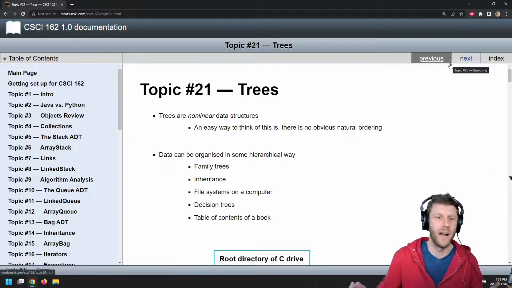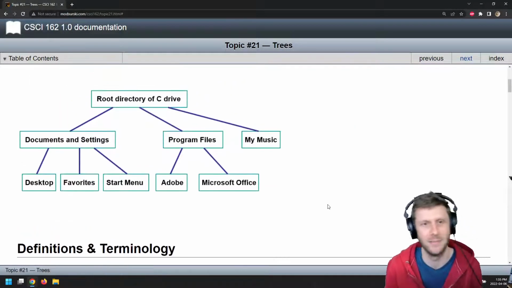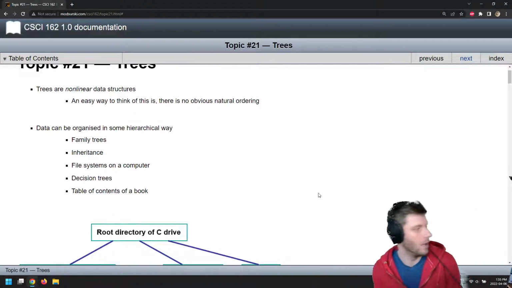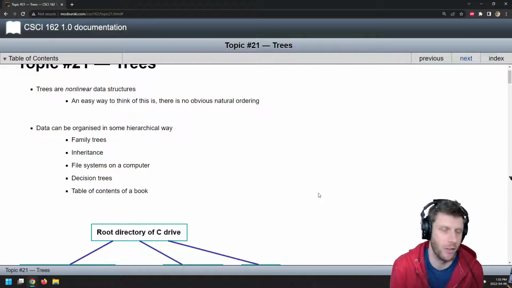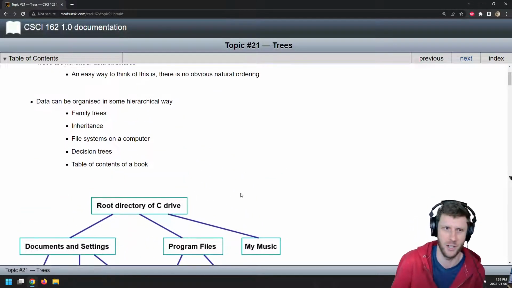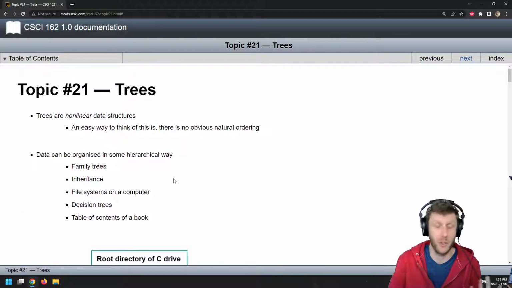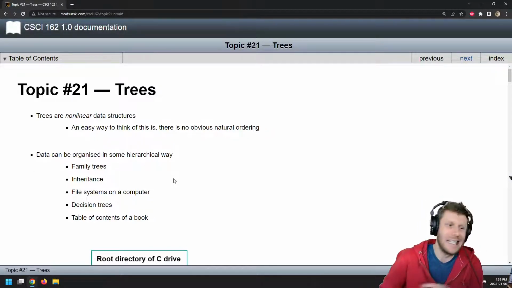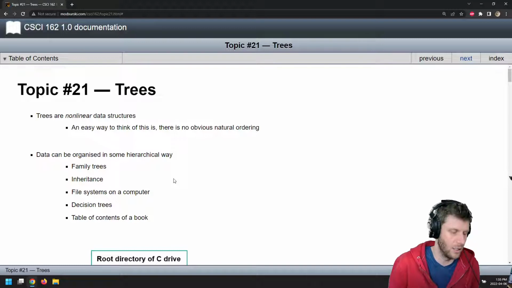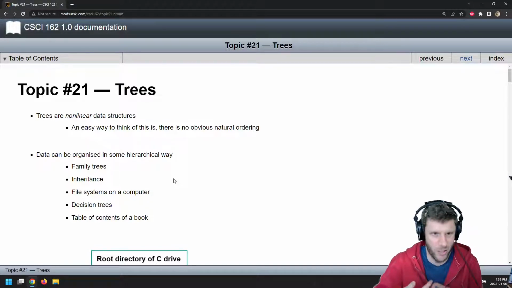All right, time for trees. Trees are a generalization of any linear structure. Think of the bag, the indexed bag, or the sorted bag, or just a bag. A bag is a linear collection, and a tree is a generalization of that. We like trees because sometimes there's no natural linear order to something, but the data might have a nonlinear hierarchical structure to it.